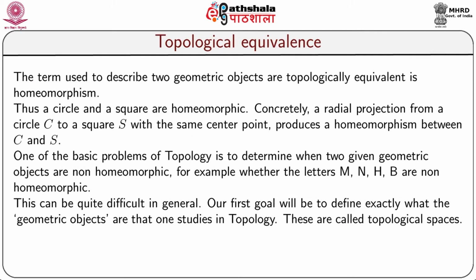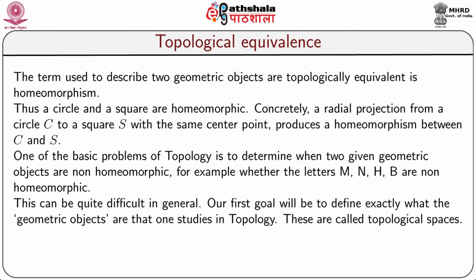The term used to describe two geometric objects that are topologically equivalent is homeomorphic. That means, from now on, if two geometric objects are equivalent, we will say that they are homeomorphic. In this terminology, a circle is homeomorphic to a square. This happens by the radial projection. An open interval of length 1 will be homeomorphic to a greater or smaller open interval. Of course, M and N will be homeomorphic, but M and H will not be homeomorphic.